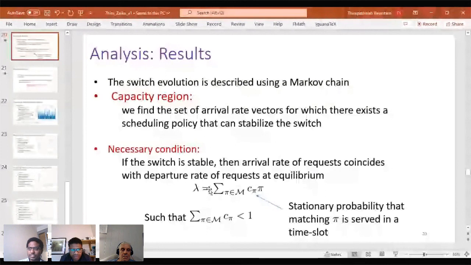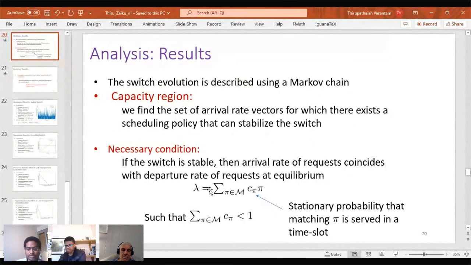Suppose the switch is stable under some policy, then what would happen? If the switch is stable, then the rate at which requests are coming in should coincide with the rate at which requests are leaving the system. So the arrival rate should coincide with the departure rate. Now if you have the stability of the underlying Markov chain, then we will have some stationary probability distribution for that Markov chain. Using that, we can obtain a probability distribution for the case where pi indicates the number of served requests in the slot.